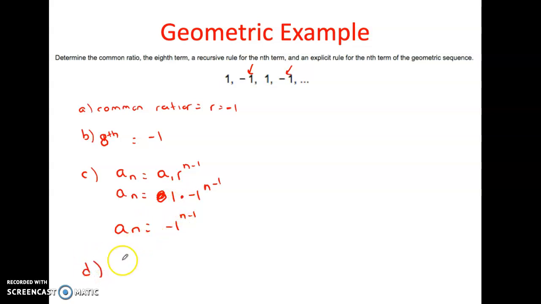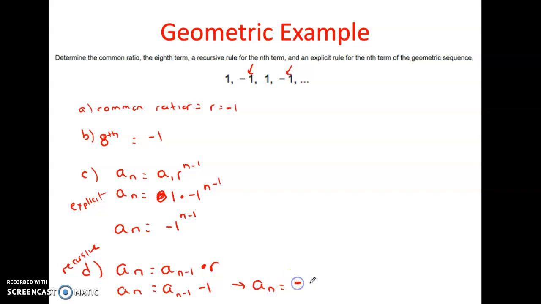And then D, we want the explicit rule. Oh, this was explicit actually. We want the recursive. So recursive is where you're using the prior term. So you're going to use the a sub n minus 1, and you're taking the previous term and just multiplying it times r. So again, we don't know our a sub n, we don't know our a sub n minus 1. But we know that we're multiplying by -1. So you could really write this as a sub n equals negative a sub n minus 1.